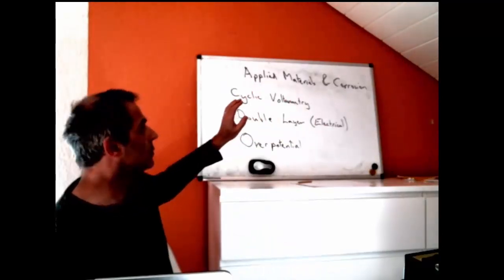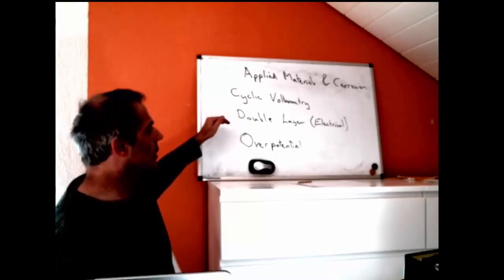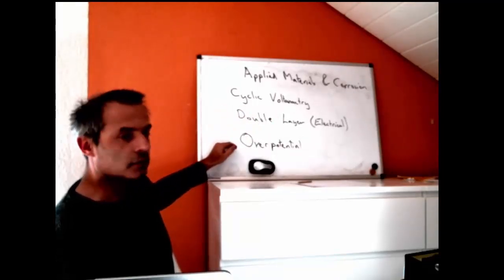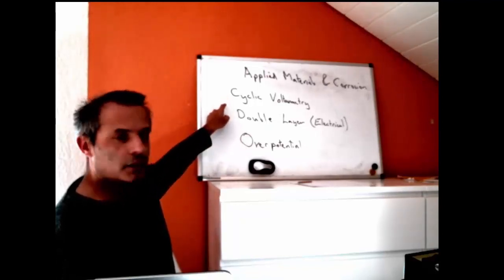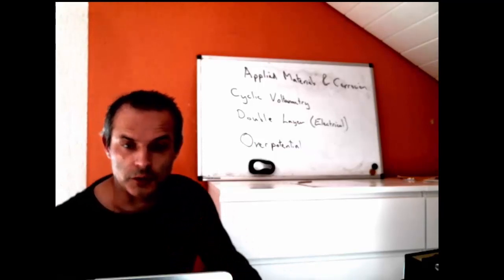In closing, we've looked at three things today: cyclic voltammetry, the electrical double layer, and overpotential. Each of these things has a Wikipedia article. Let's have a look at those just quickly.